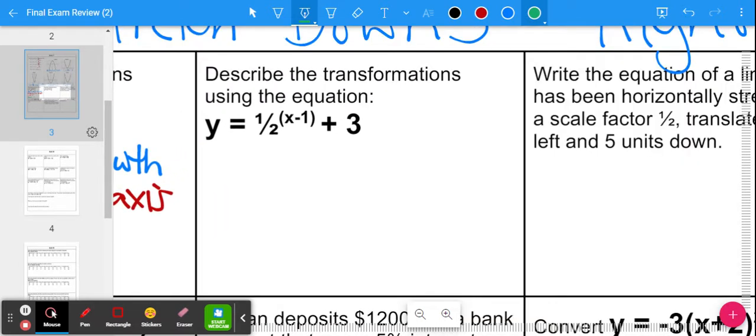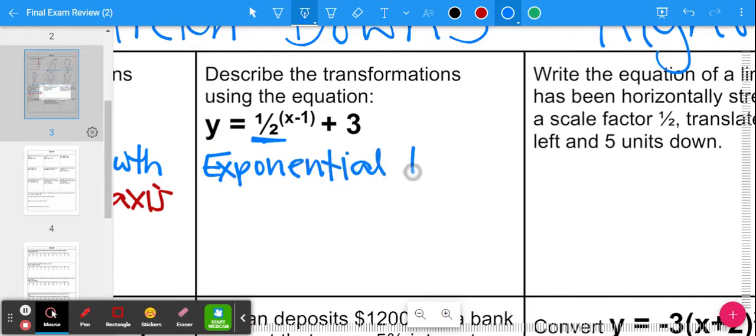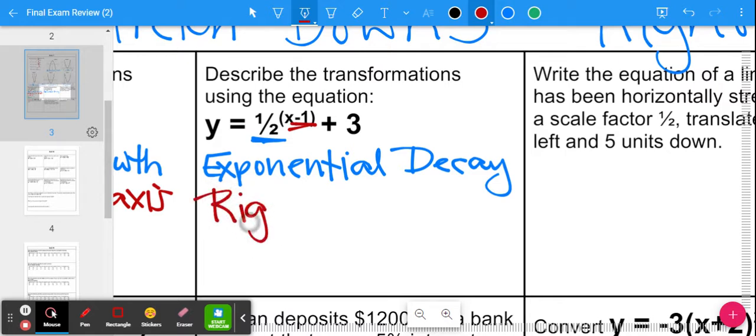For the next one, I also see that x is still in the exponent, which lets me know that this is an exponential function. X in the exponent for exponential. However, this one has a base of 1/2, so it is exponential decay, because my base is a fraction between 0 and 1. Moving through the equation, I see in the exponent with x, there's a -1. Change your thinking inside, so that's right 1. And then the output change is that +3. We don't change outside, so it's just up 3.